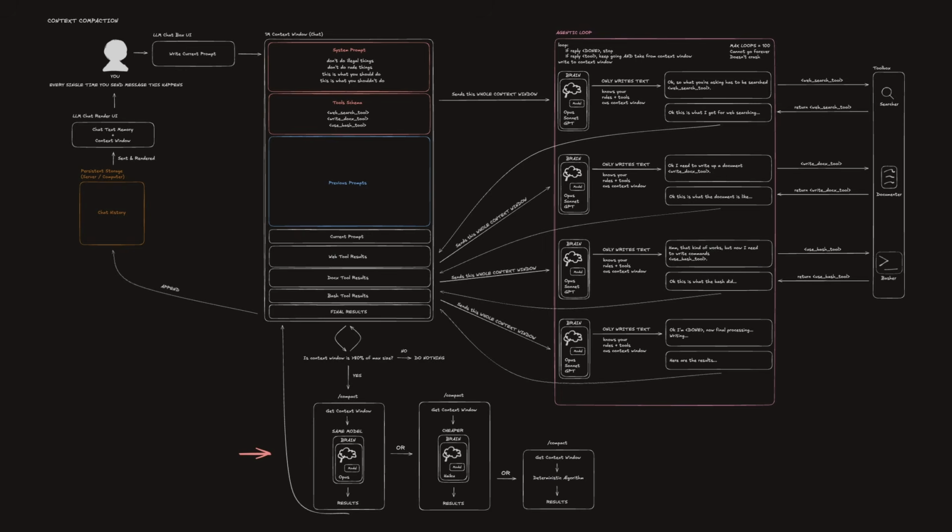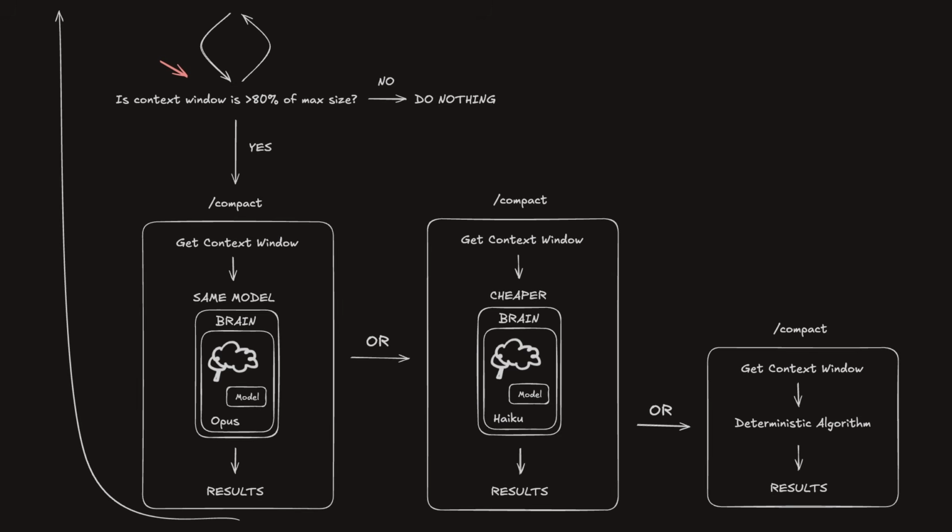Then there's compaction, where there is a loop which does something like checking if the context is filled more than 80% of its max size. If not, do nothing. If it is, then do /compact or something like that. And /compact most likely uses one of these 3 methods: using the same model to summarize the whole context window, using a cheaper model to summarize the whole context window, or using a deterministic algorithm to summarize the whole context window, or a combination of the 3. The most likely is the first option, which is using the same model to summarize the whole context window.